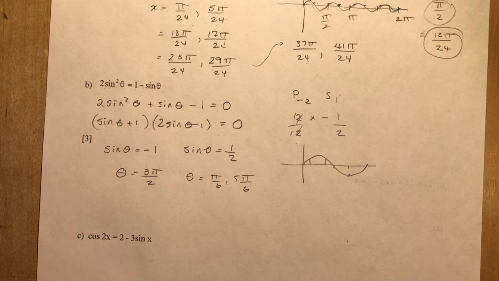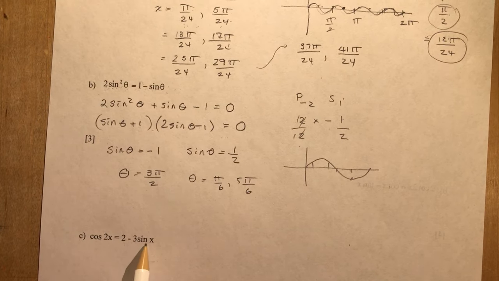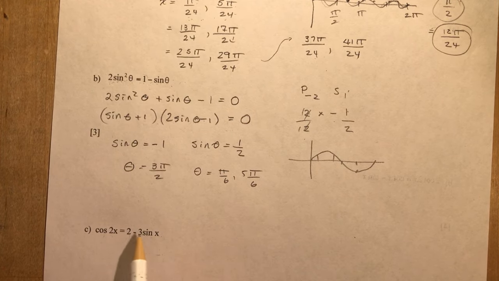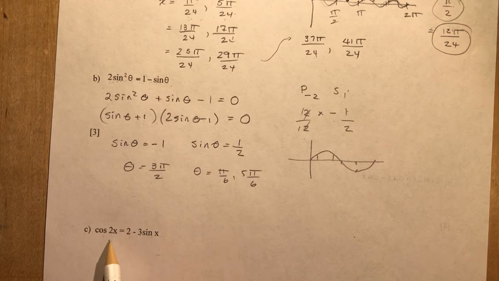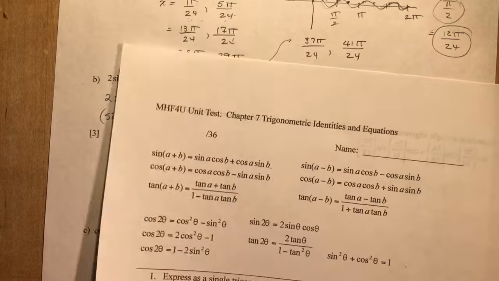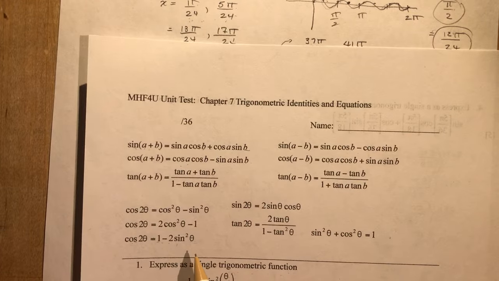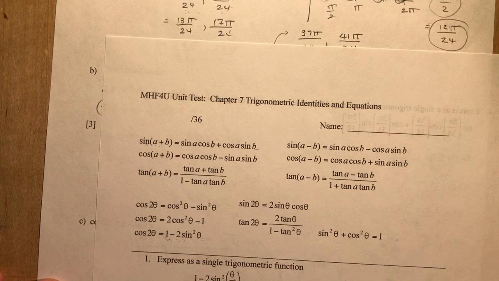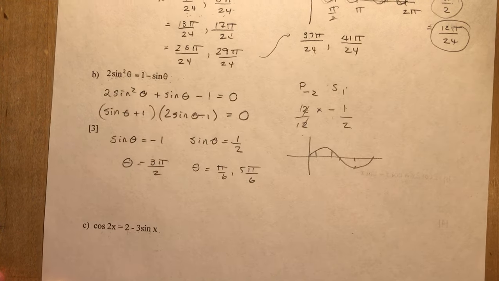Okay, letter C, cos 2x equals 2 minus 3 sine x. Okay, so the problem is that you've got coses and sines. You don't want that. You want to be able to get this all in terms of sine. So cos of 2x can be written as, let's take a look at our formula sheet. So cos 2 theta, if I want it to be all sines, I would choose this one, right? 1 minus 2 sine squared theta.